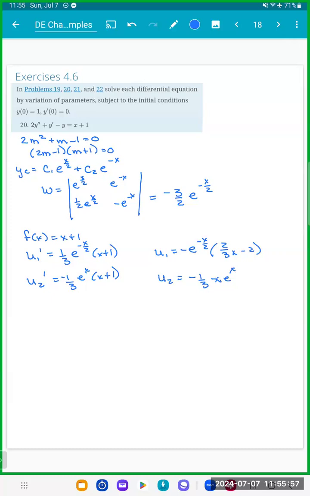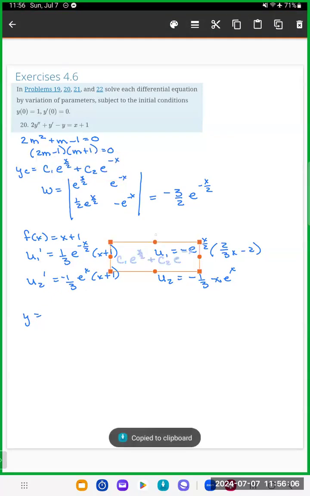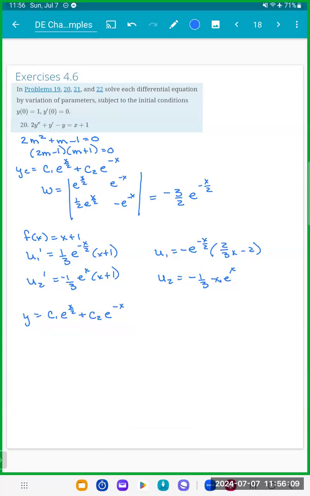Okay, so our y equation then is going to be the complementary solution minus x minus 2. y prime on this is going to be 1/2 C1 e to the x over 2 minus C2 e to the negative x minus 1.